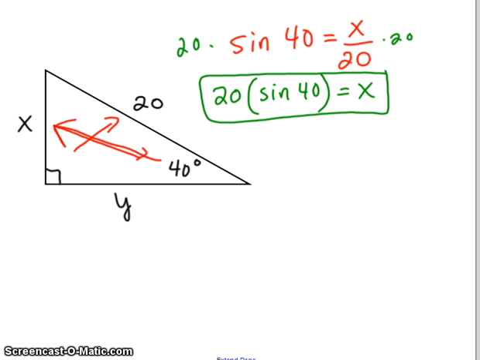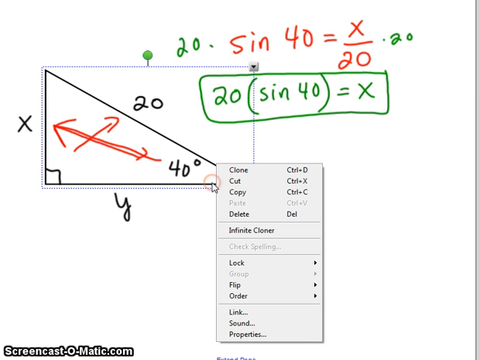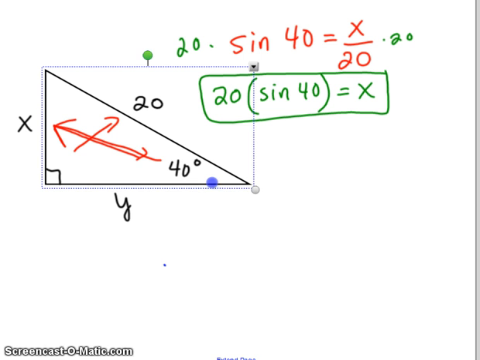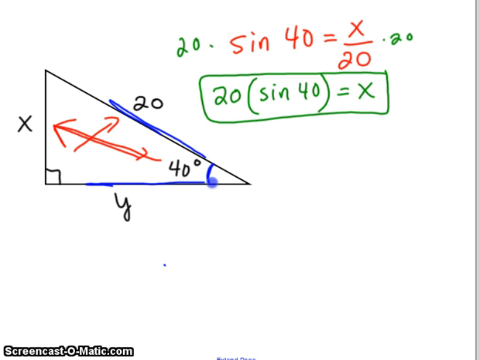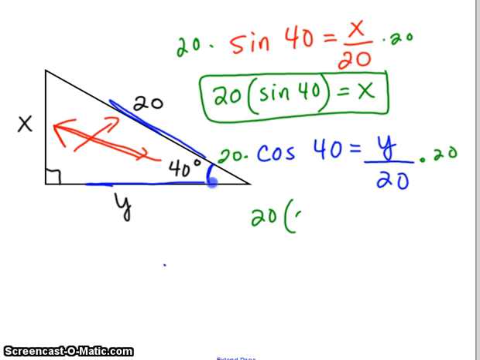And then for y, we have the adjacent side and the hypotenuse. Okay, so adjacent and hypotenuse is cosine, so cosine 40 equals y, adjacent over 20. Okay, again we're going to multiply both sides by 20. And we get 20 times cosine 40 equals y.